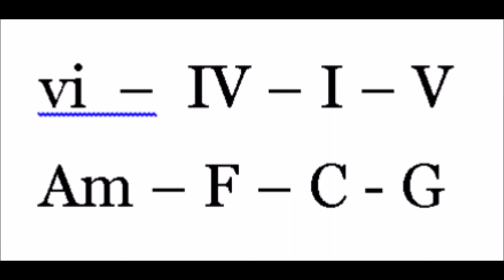Now let's try it with the drum machine. A minor, the 6 chord, 4 chord, F, C, the 1 chord, G, A minor again. Okay, so that's how it feels. Experiment with this. They all have a different feeling, and it depends upon the kind of feeling or emotion you're shooting for.